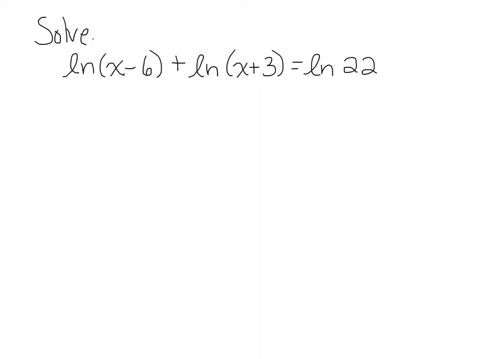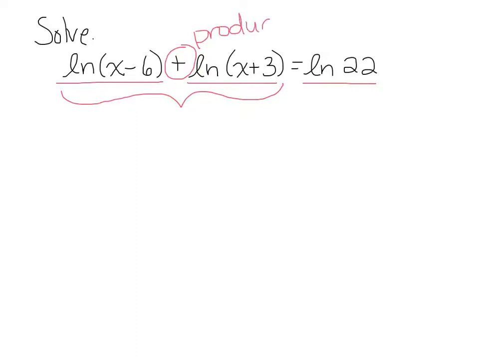In this example, we're going to solve an equation involving logarithms. Notice here in this equation that each term has the natural log being taken of it. So what we want to do is write this expression here as one term. Since the two are being added together, this means that it's the product. So I can rewrite this as the natural log of (x minus 6)(x plus 3).